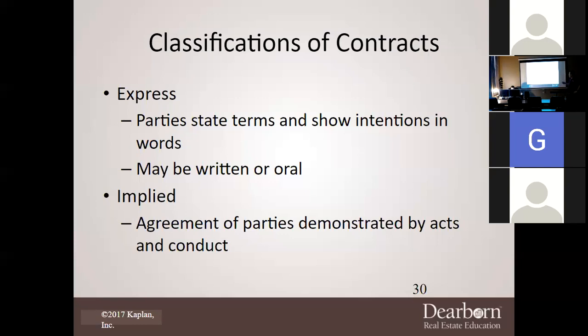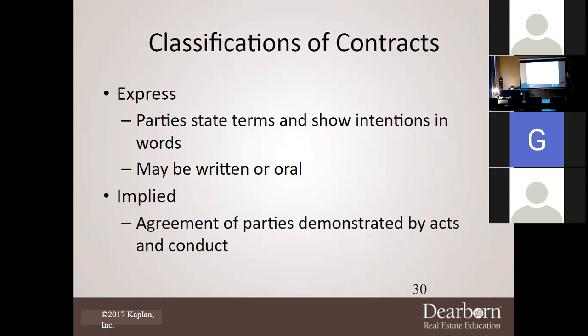Okay, so expressed is that parties state their terms and show their intentions in words. So it can be either written or oral, right? However, the law also can trump this. So while, yes, Mr. Eugene, you did have an express contract, guess what I'm going to come back and say? Well, Your Honor, I just said that. I didn't put it in writing, and the law says it has to be in writing. So at that point, who wins, Stefan? I get out of it. He can't force me to buy the property because I didn't put it in writing.